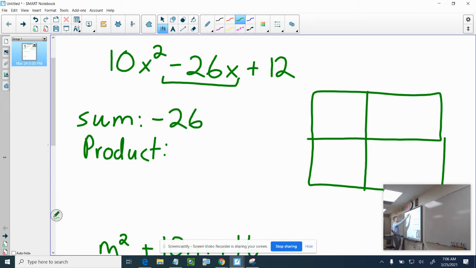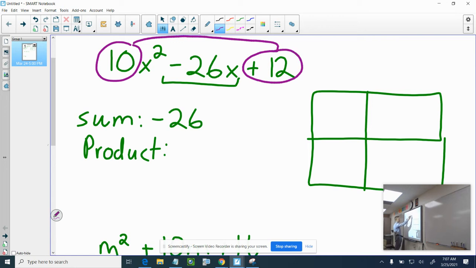And then we're going to find our product. Our product comes from the quadratic coefficient and our constant being multiplied together. In this case, 120.